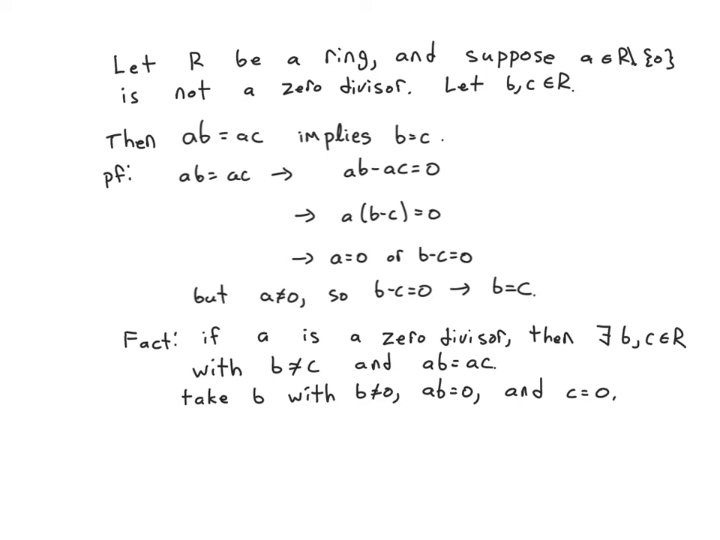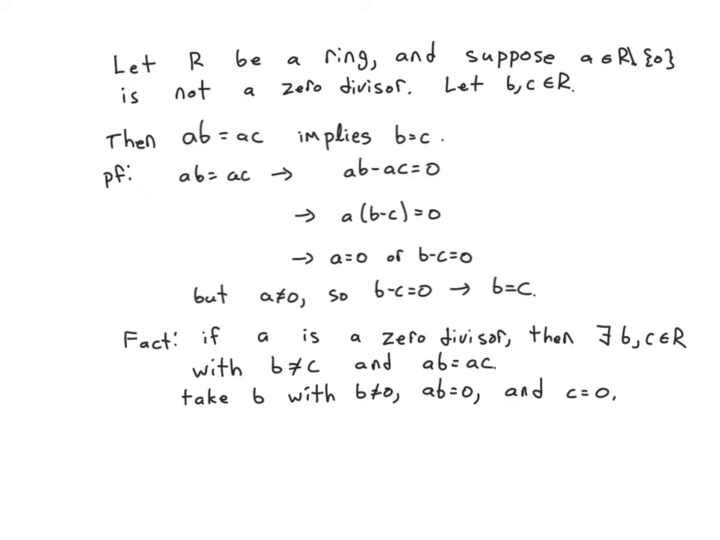So certain types of rings have lots of zero divisors. We usually prefer not to have them. What is the big point behind that? Well, let R be a ring, and suppose a is not a zero divisor. Then the left cancellation law holds: if b and c are in R, then ab equals ac implies b equals c.